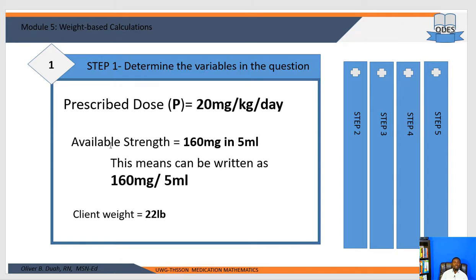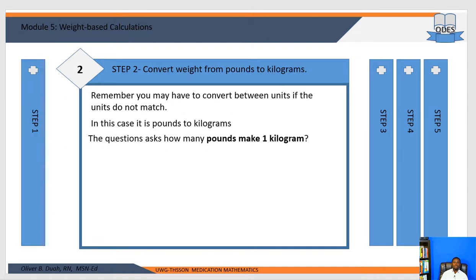We have available to us 160 milligrams in 5 ml. That's what we have. This can also be written as 160 over 5 ml. And then our weight is 22 pounds. So the first step will be to convert from pounds to kilograms.